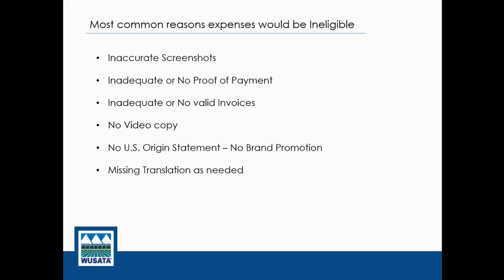So the most common reasons that a social media claim might not be eligible would be if you have inaccurate screenshots that don't include the dates and don't match up with the post. Inadequate or no proof of payment. Inadequate or no valid invoices. If you're unable to provide a video copy, or no origin statement or brand promotion, which is like, that's the number one requirement. And if you're unable to translate it properly for us.